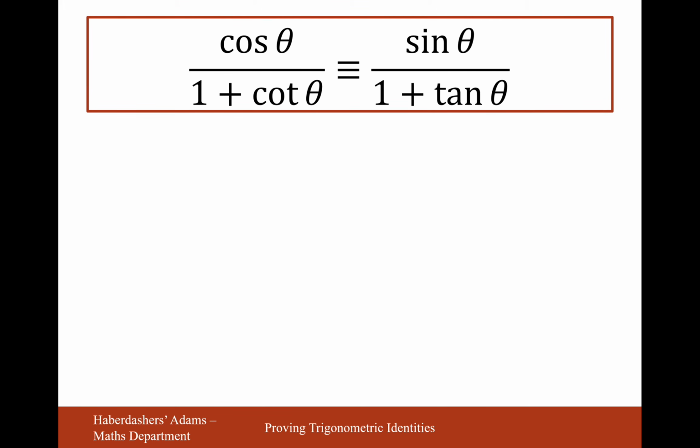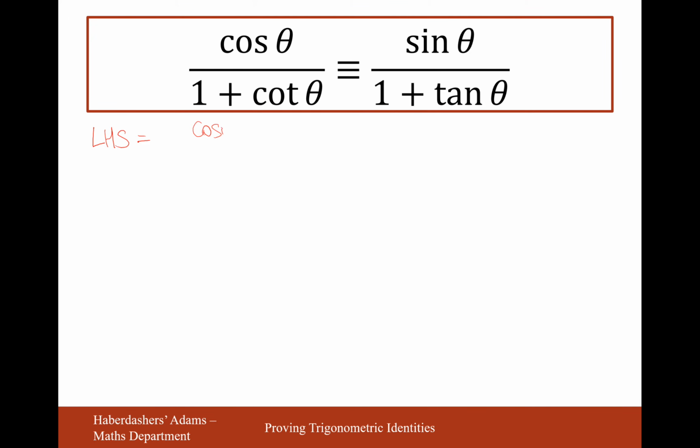Right, now this one here is much more difficult, isn't it? We've got cos theta over 1 plus cot theta is identical to sine theta over 1 plus tan theta. Now, maybe what you're tempted to do is cross multiply here, but you're not allowed to move something from one side to the other. So the best we can do here is just work on one side, and hopefully it leads us to the other side.